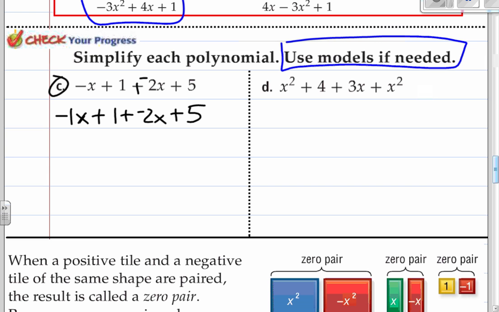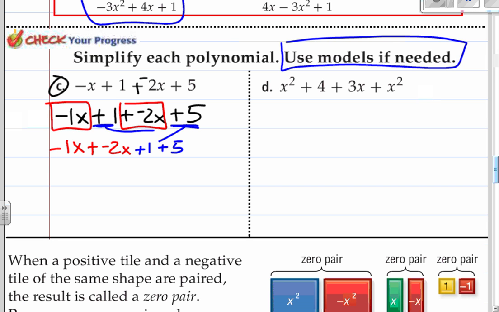I am then going to notice that these two will go together. If I were drawing the tiles, these two would be put together. And then I know that these constants would go together. So I'm going to reorganize. So I got negative 1x. I got plus negative 2x. And then I'm going to reorganize these over here, and I'm going to have plus 1 plus 5.